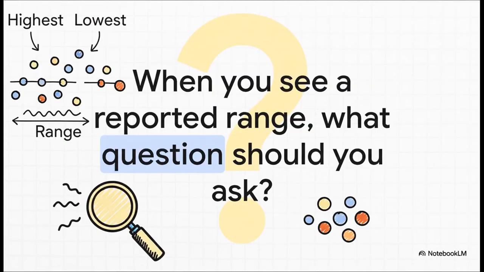So, from now on, whenever you see a range reported somewhere, I hope you'll just take a quick pause. And the very first question that should pop into your head is the most important one. Could there be an outlier? Just asking that simple question can save you from being misled by the data.